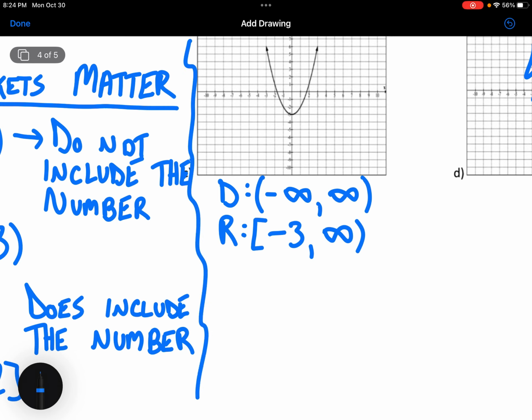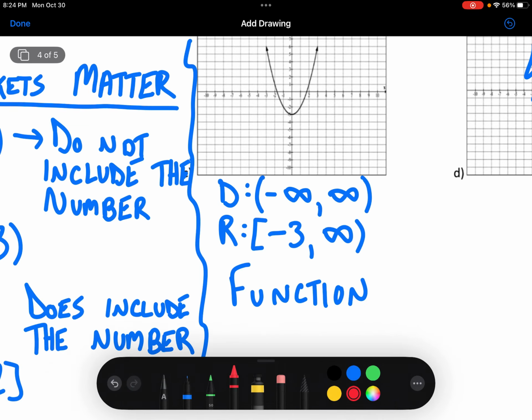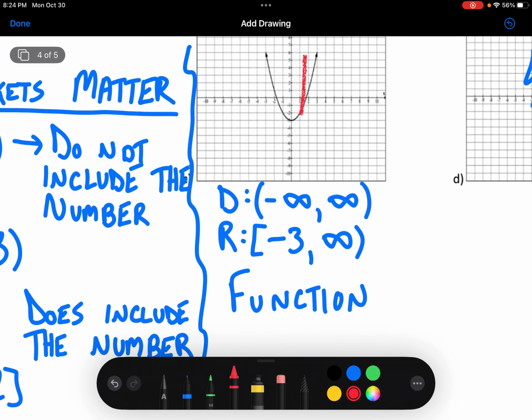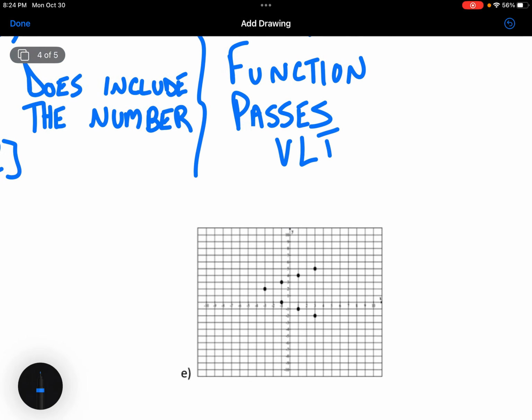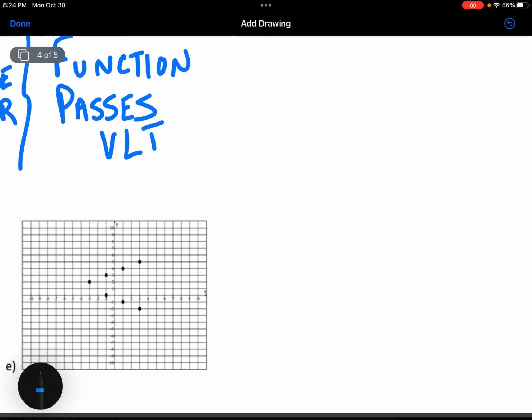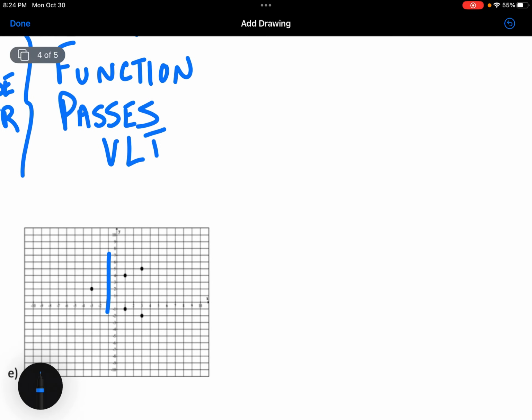So I'm going to just make a little mark, so this is a function, because if I were to put a vertical line on this, anywhere on the graph, it's never going to hit 2 spots. So it passes the vertical line test. Okay, now if I look at this one, right away I can see that this is not a function, because right there it would fail the vertical line, so not a function.